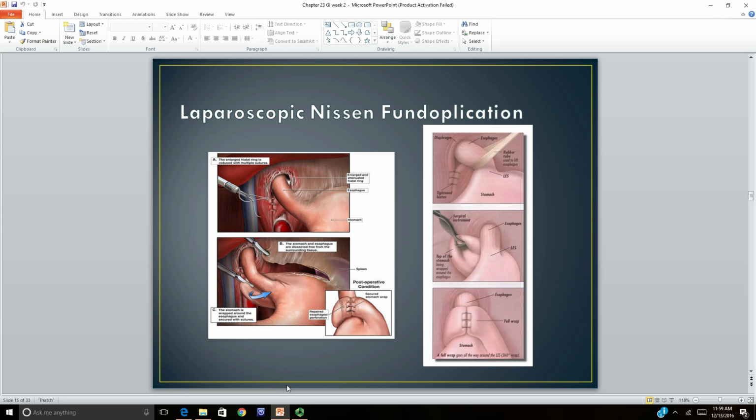A Nissen fundoplication is used to treat GERD, gastroesophageal reflux disease. The upper part of the stomach is wrapped around the esophagus below the hiatus to act as a sphincter. This prevents backflow of the stomach contents into the esophagus.